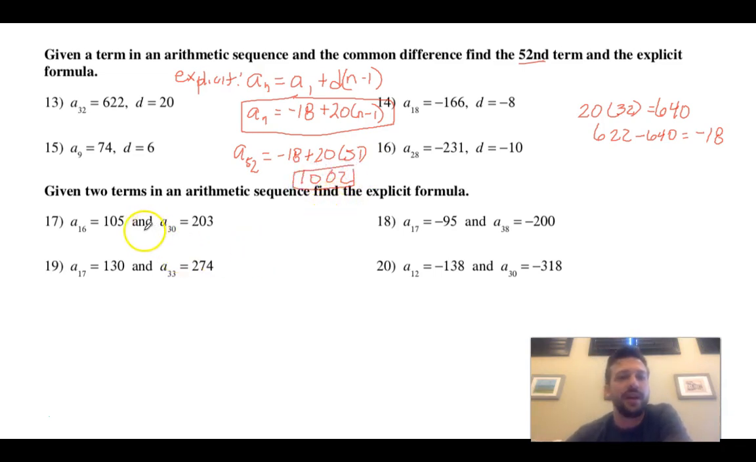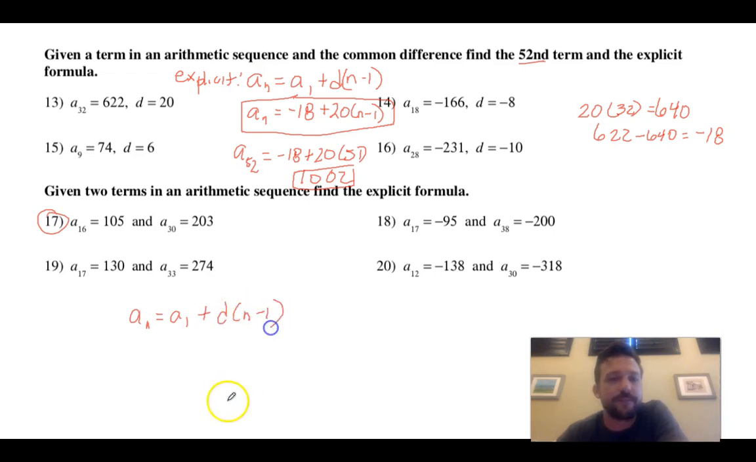There we go. Okay, given two terms in the arithmetic sequence, remember you're going to do that on all three of those, okay? Let's go to number 17 now. Given two terms in the arithmetic sequence, find the explicit formula. Okay, so remember, same formula. It'll be a sub n equals the first term plus the difference times n minus 1. Okay, that'll make sure that we start at n equals 1 as being the first term.